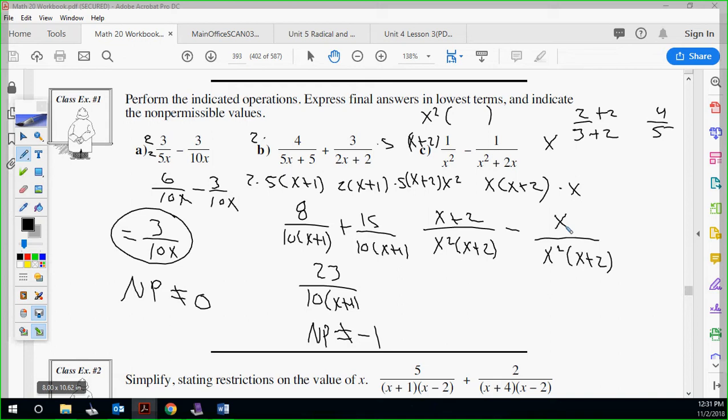Okay? So this one, x minus x. My x goes away, actually. It's just going to be 2 over x squared times x plus 2. That's your simplified rational expression.